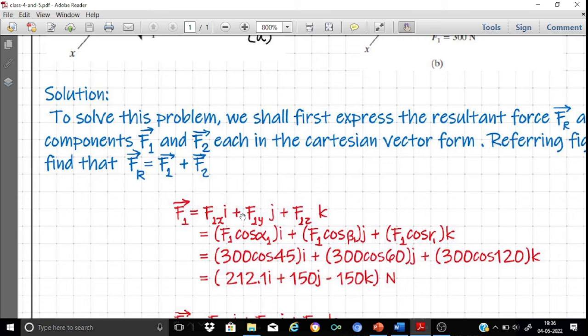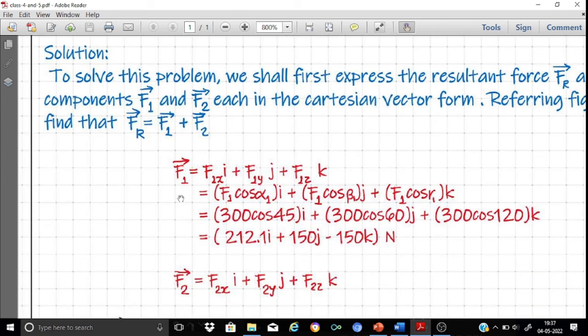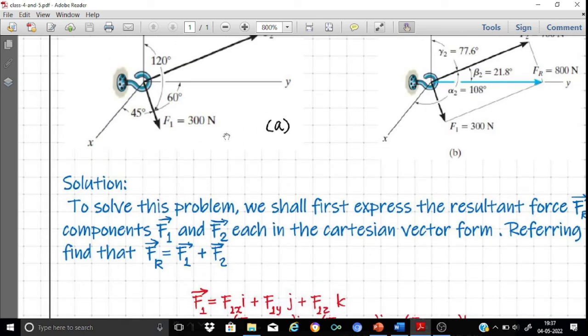Now we know that the component along the x-axis can be written as the magnitude of the vector times cos alpha 1. Similarly, the component along the y-axis can be written as F1 times cos beta 1, and the component along the z-axis can be written as F1 times cos gamma 1. We are given the magnitude of F1, that is 300 Newton, and we are also given the direction angles alpha 1, beta 1 and gamma 1. So we can substitute all these values of the direction angles to find that vector F1 can finally be put in the Cartesian format as 212i plus 150j minus 150k Newton. So look here, we expressed F1 in the Cartesian format.